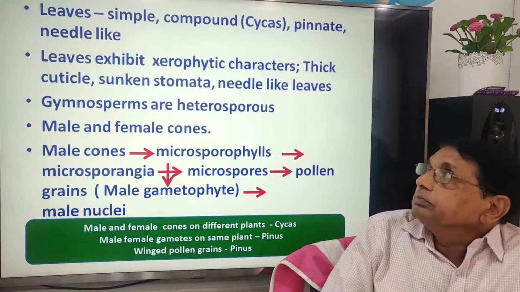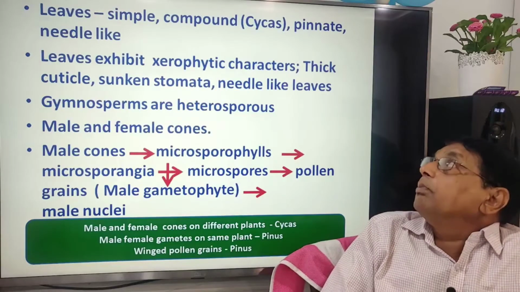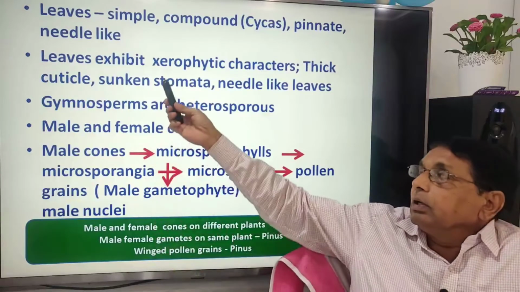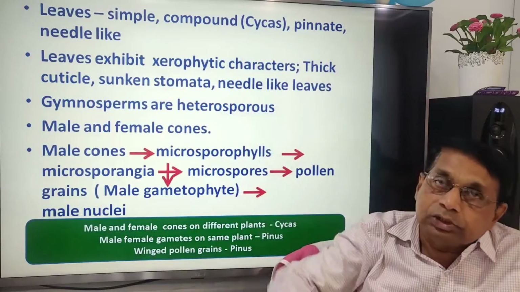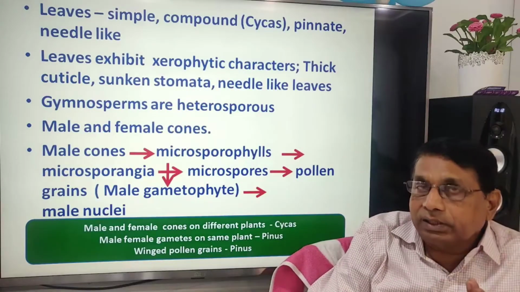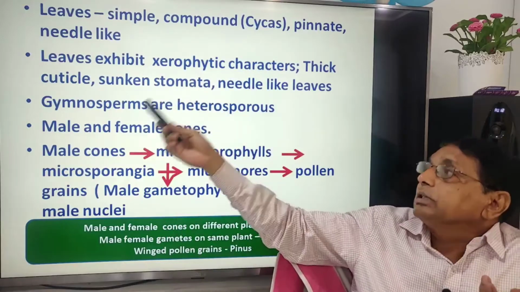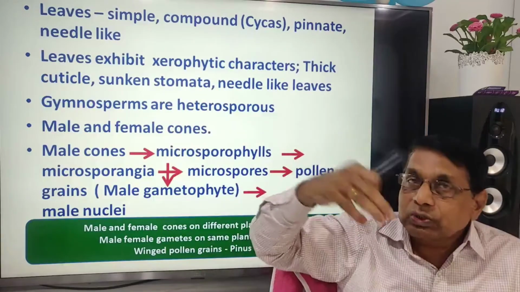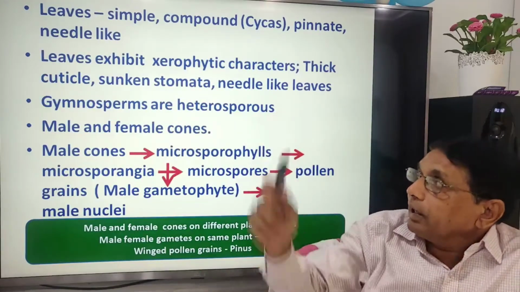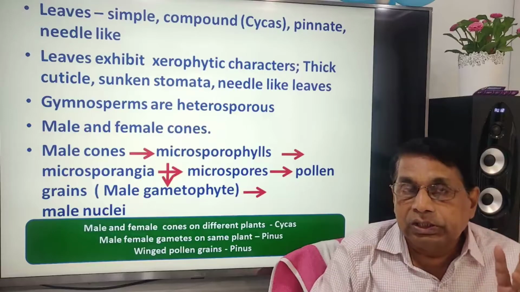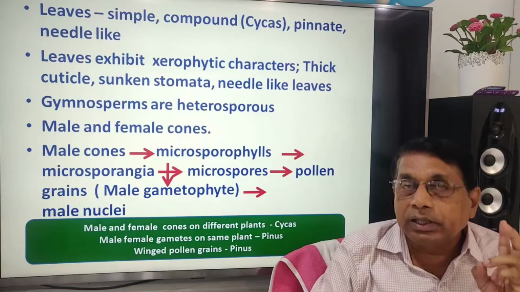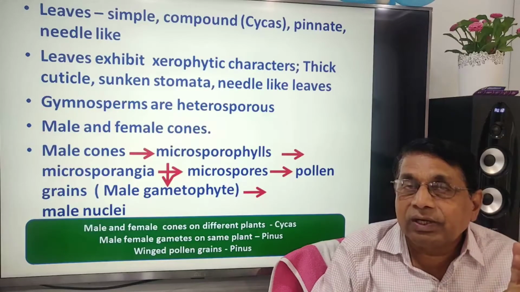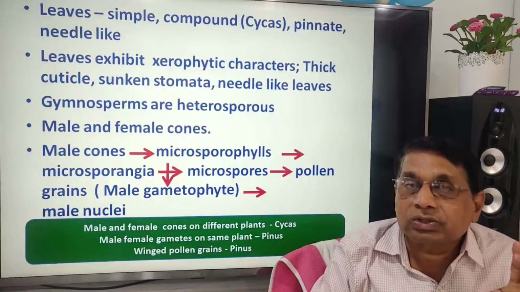Leaves may be simple or compound, pinnate, needle-like, and the majority of the gymnosperms exhibit xerophytic characters. What are they? Thick cuticle on the surface of the leaves, sunken stomata, needle-like or thick leaves. These three are xerophytic characters to reduce transpiration.